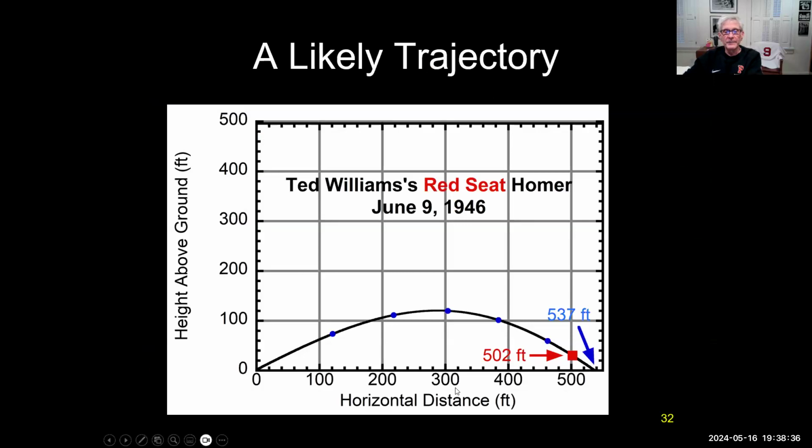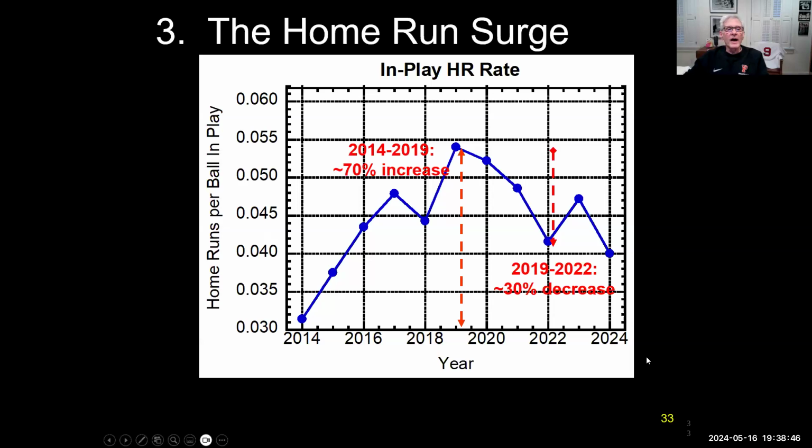Anyway, so there's my own rendition of the red seat home run at Fenway Park. All right, I want to turn to the third topic. I want to talk about the home run surge in Major League Baseball.